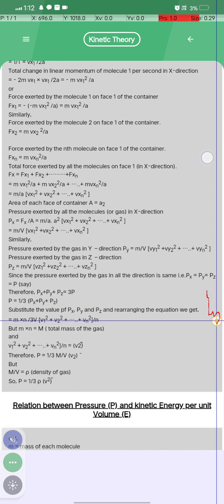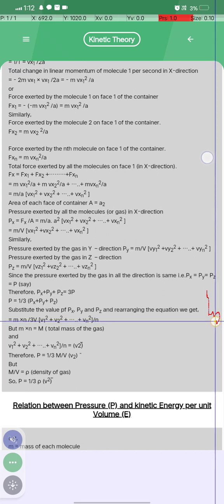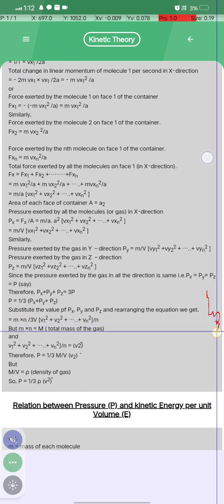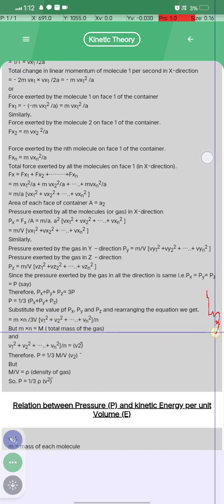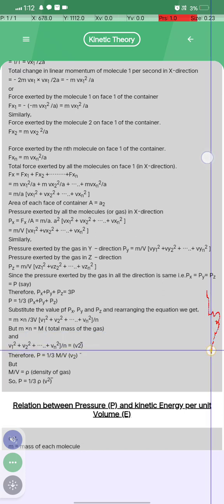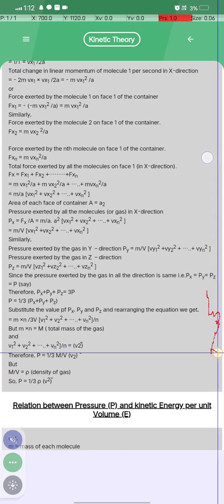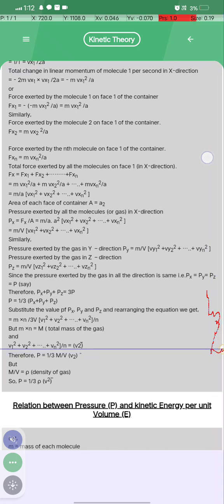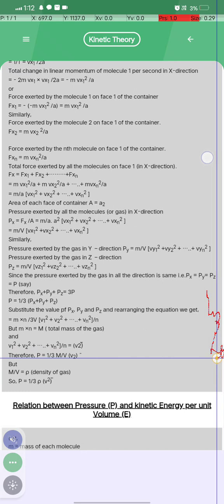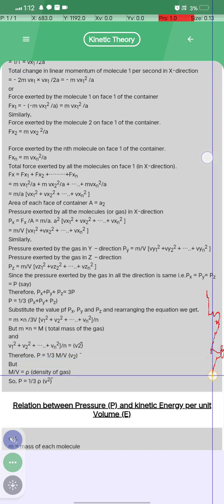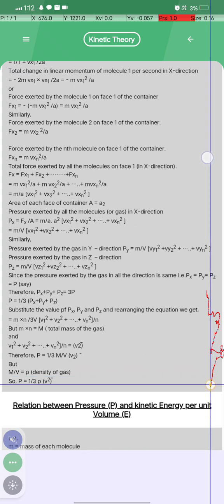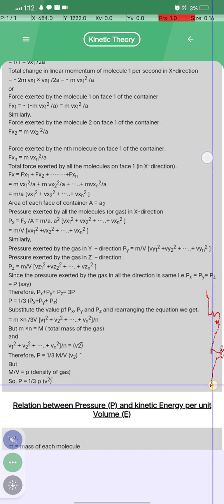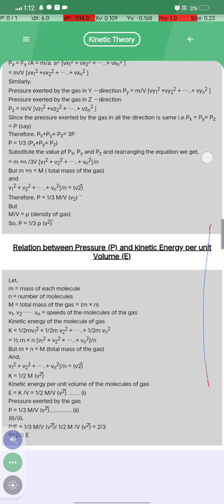into (v1 का स्क्वायर प्लस v2 का स्क्वायर प्लस ... प्लस vn का स्क्वायर) बाय n. बट m इंटू n इज इक्वल टू M, यानी कि टोटल मास ऑफ द गैसेज, एंड (v1 का स्क्वायर प्लस v2 का स्क्वायर प्लस ... vn स्क्वायर) बाय n इज इक्वल टू v bar का स्क्वायर, v bar कहते हैं इसको. देयरफोर द P इज इक्वल टू, फाइनल रिजल्ट हमारा आता है, M बाई V v bar का स्क्वायर, बट द M बाई V इज इक्वल टू rho, डेंसिटी ऑफ गैसेज, एंड सो फाइनल वैल्यू इज P इज इक्वल टू 1/3 rho v bar का स्क्वायर.